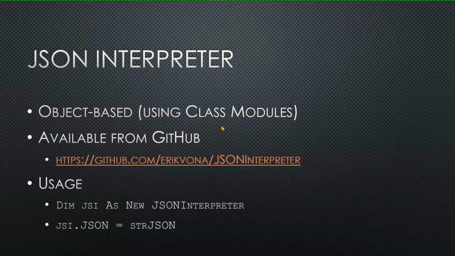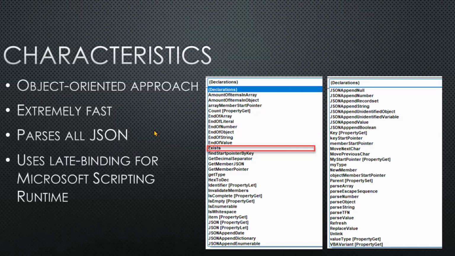This one is object-based because it uses a class module. It's also available on GitHub, and the way you would use it is you would declare a variable and instantiate it with your class module, and all you have to do after that is pass your JSON string to its JSON property. And that's it. Now, like I said, I like this because it's an object-oriented approach, which means I get IntelliSense when I use this, which is very helpful. As you can see, it has all of these methods within the library. And I've highlighted this one particular method in red because that's my favorite.